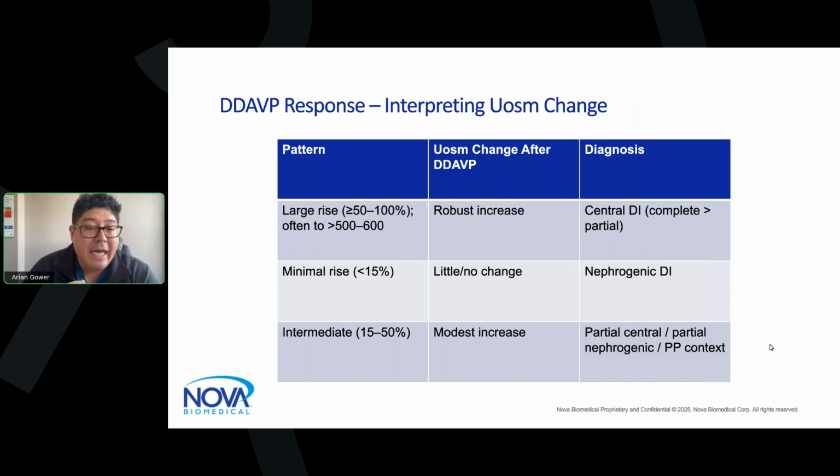So you can see, again, as mentioned, in central DI, you'll see this robust increase in urine osmolarity after DDAVP. If there's minimal to no change in the urine osmolarity after DDAVP is administered, then that is consistent with a nephrogenic DI. And lastly, if there's an intermediate increase, then a partial nephrogenic DI could be considered. Next slide.